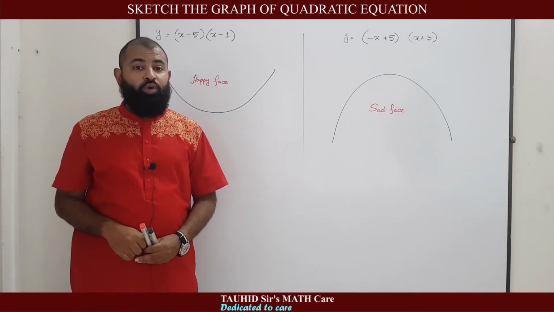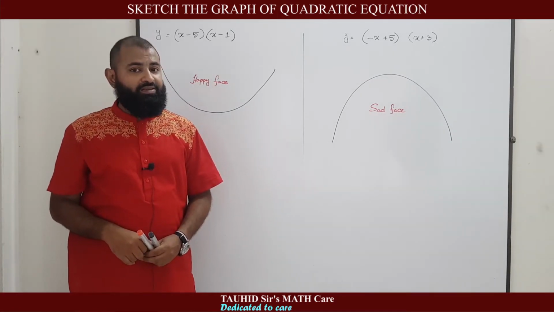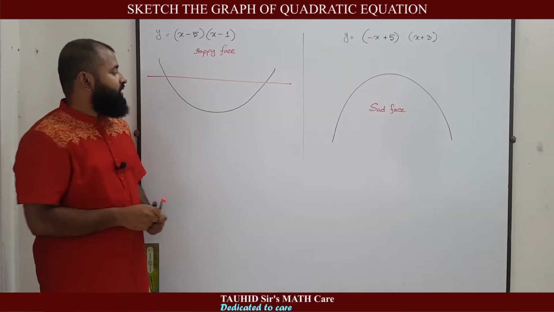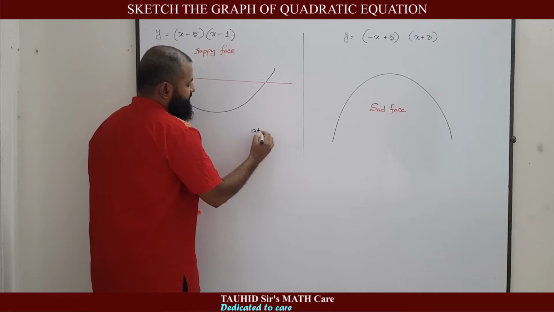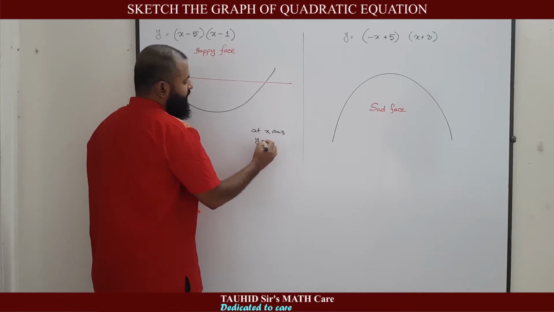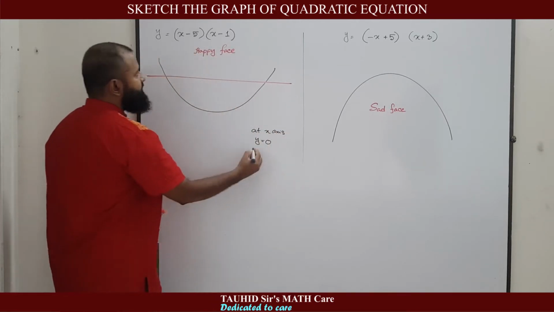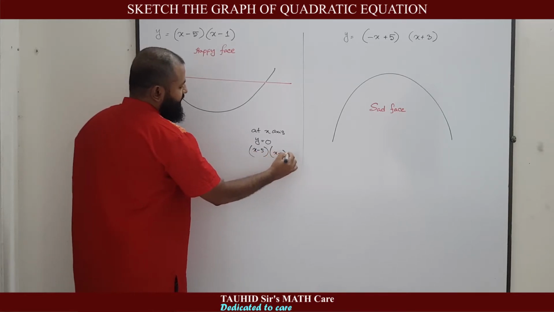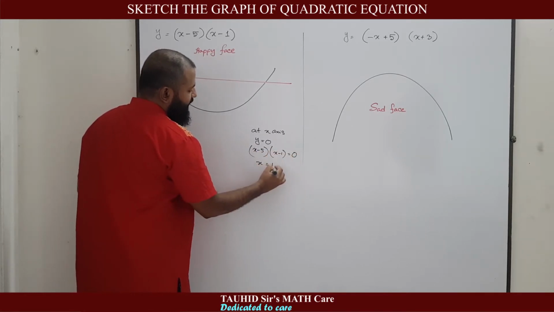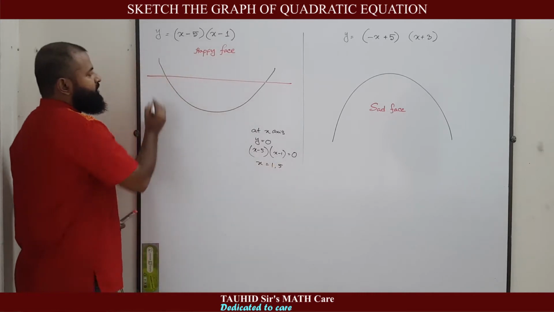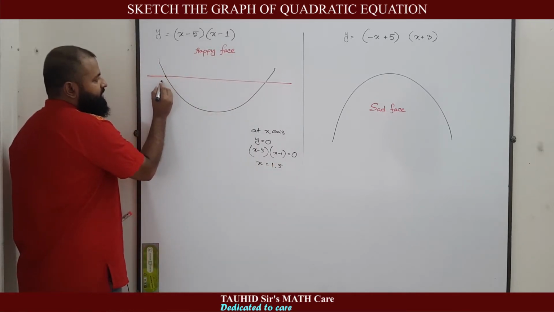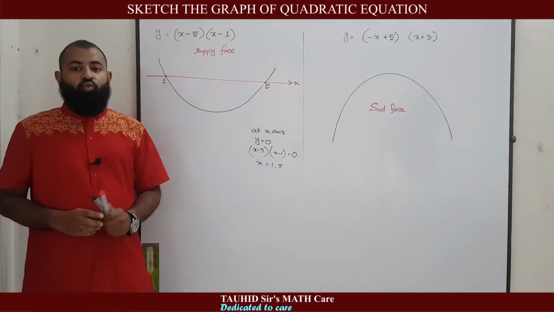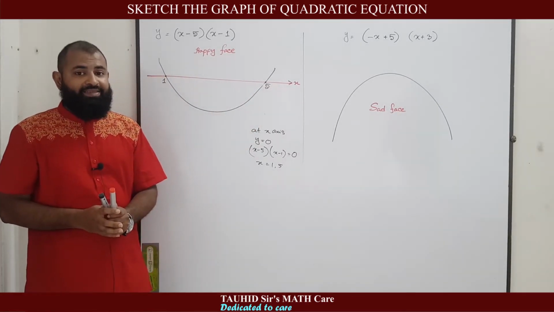Now what will be the axis intercepts? To find the axis intercepts, we must use the concept that at x-axis y equal to 0, that means this thing is 0. x minus 5 into x minus 1 equal to 0, x equal to 1 or 5. So this point is 1 and this point is 5. We found our x-axis intercept.